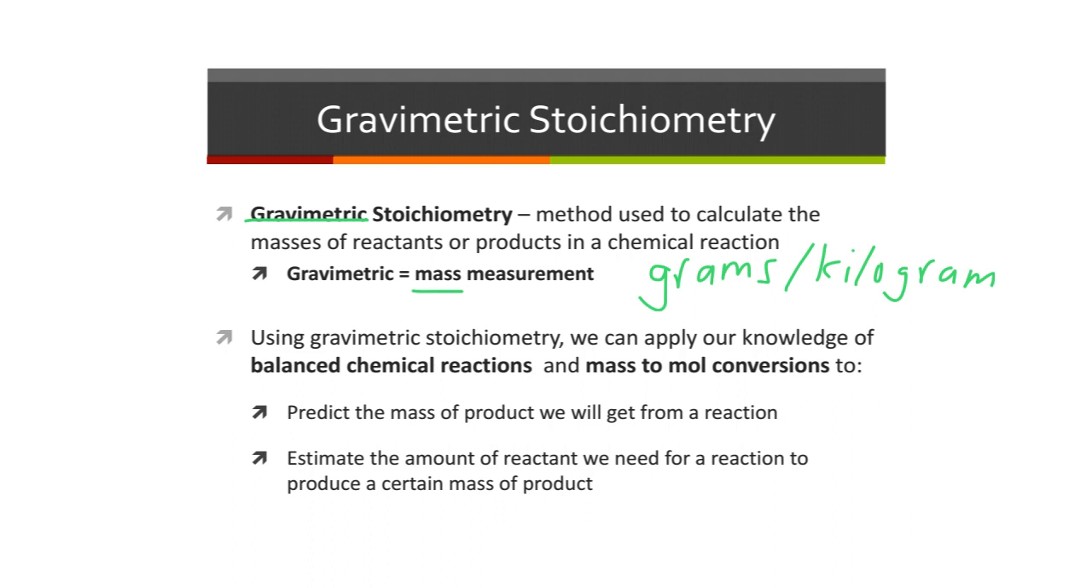The mass here could be determined as either the product or the reactants. If we know one, we can determine the other through the process of stoichiometry. Again, you need to have a balanced chemical reaction in order to do this, and you also need to remember how to convert mass to moles for any particular chemical compound, as well as back to mass from moles. With that, we can predict the mass of the product if we know the mass of the reactant, and vice versa.